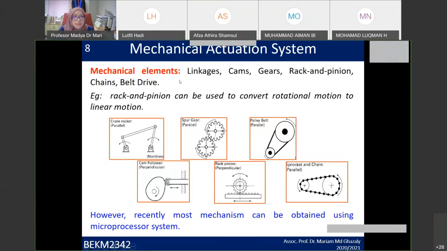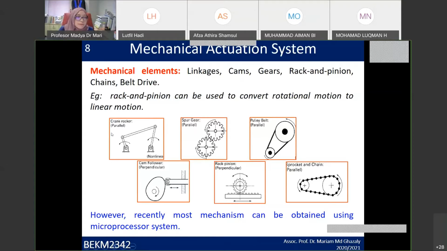Let us look at element. The one that I listed just now was the element of the mechanical element or mechanism. The example that I show here is that a rack and pinion can be used to convert rotary motion to linear motion. When you talk about mechanism, normally it's something where you want to change the motion, either to transfer the motion from rotary to rotary, or from rotary to linear, or from linear to rotary. How you want to transfer the motion depends on the setup that you are using.